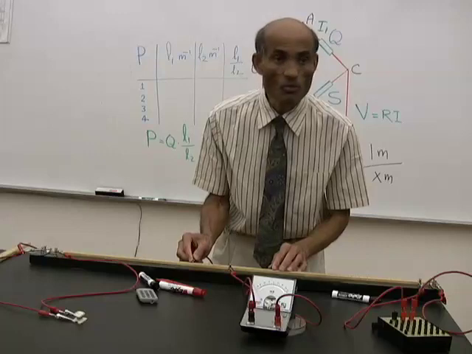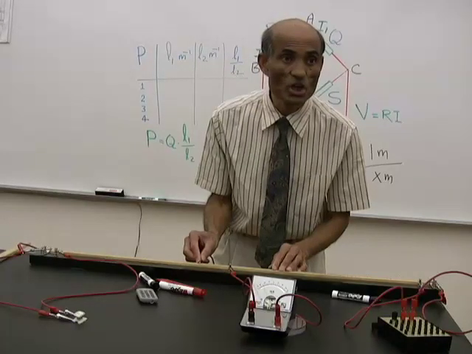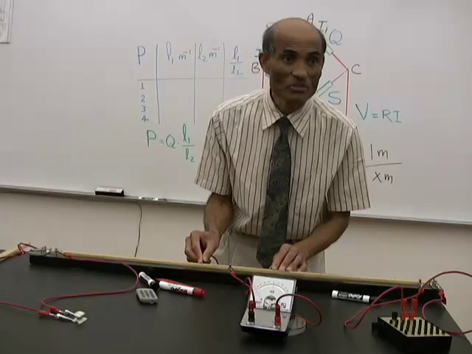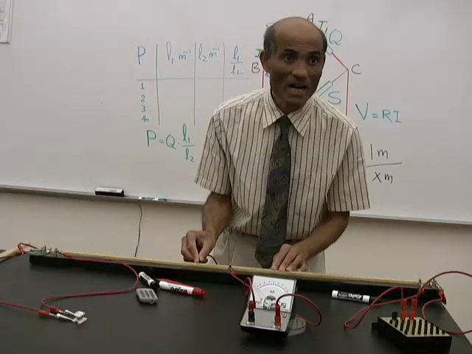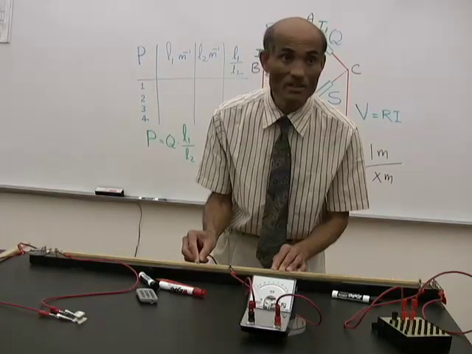Well, watch where the galvanometer shows no deflection. You watch that. There is no deflection. If I move it to the right, it goes one way. Move it to the left, it goes the other way. And there I have no deflection.